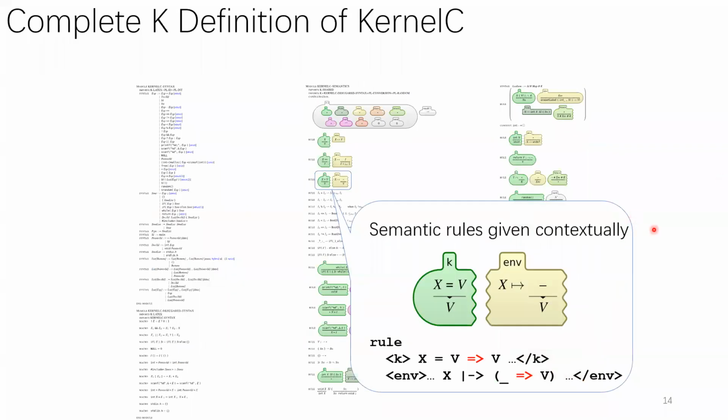Once we have the syntax and configuration, we can start adding semantic rules. K rules are contextual. They mention a configuration context in which they apply.